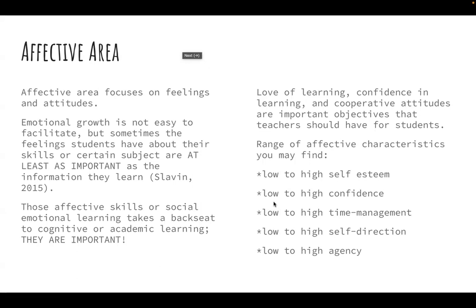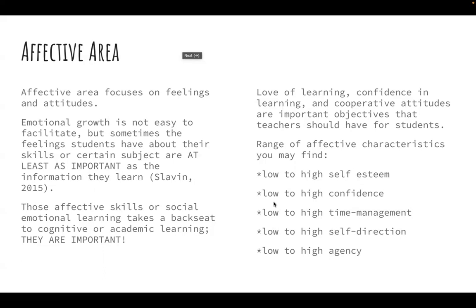However, they shouldn't. They're very, very important. Social emotional learning, very important. Love of learning, confidence in learning, cooperative attitudes are important objectives that teachers should have for all students, and build activities that help students practice these skills. Range of effective characteristics you might find in the classroom: low to high self-esteem, low to high confidence. These are all different ways they can be diverse.